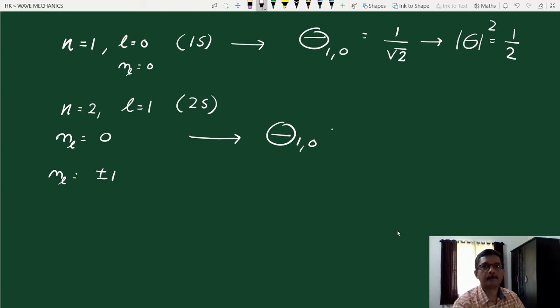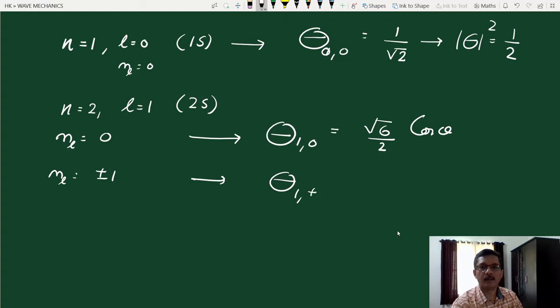Sorry, I think here I made a mistake. It is 0, 0. L equal to 0, ML equal to 0 in the earlier case. Now here theta 1, 0 has the value root 6 by 2 cos theta. Now for L equal to 1, ML plus or minus 1, its value is the same for both plus 1 and minus 1. We get root 3 divided by 2 sine theta.